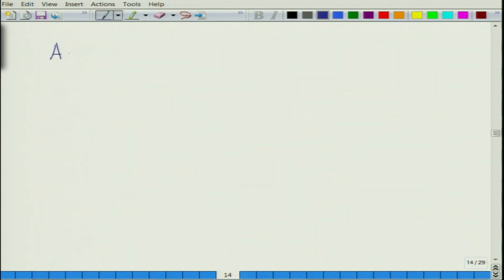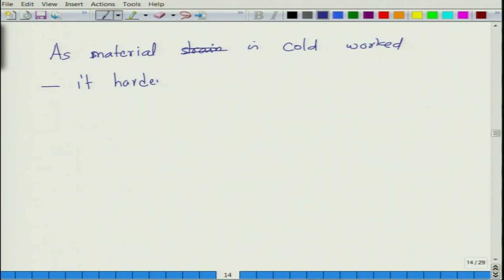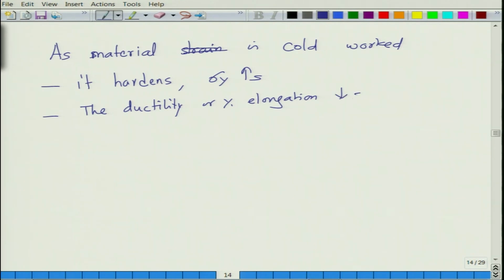So, as material is strained, as material is cold worked, it hardens, that is sigma y increases, but at the same time the ductility or percentage elongation decreases. So, basically it becomes harder and less ductile.